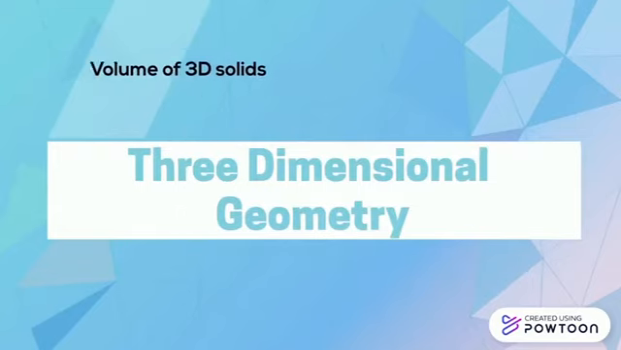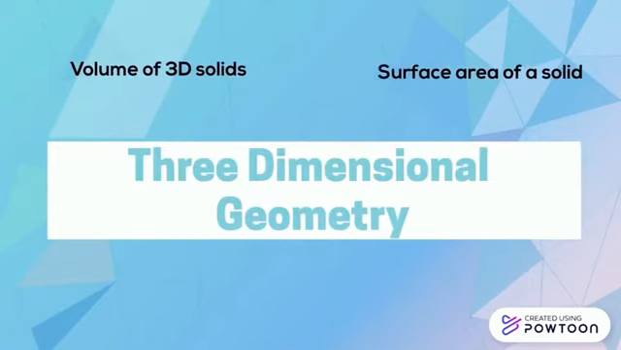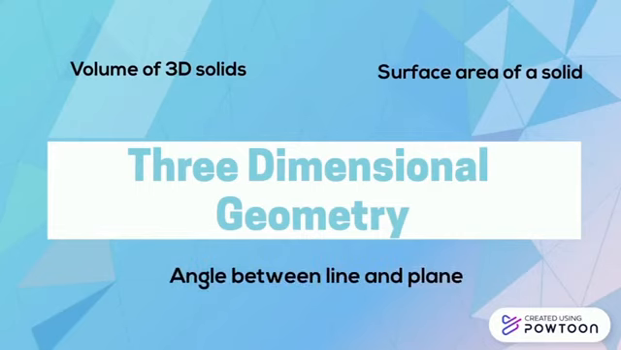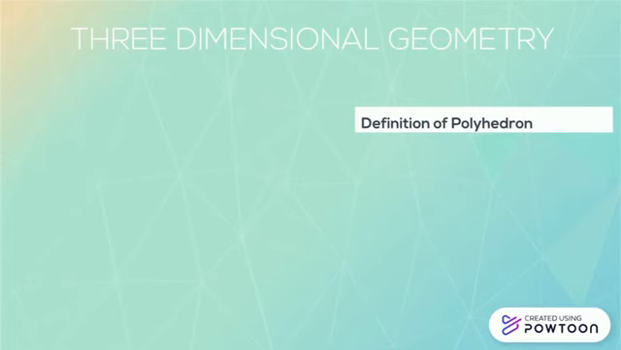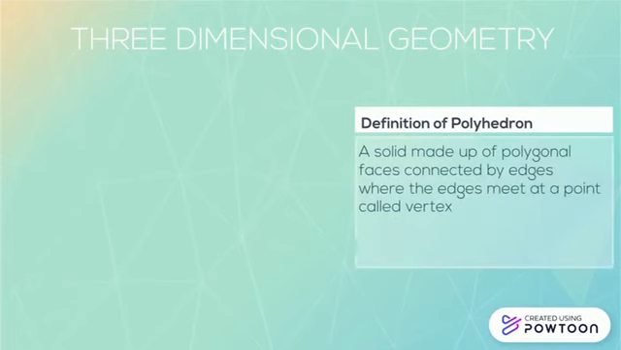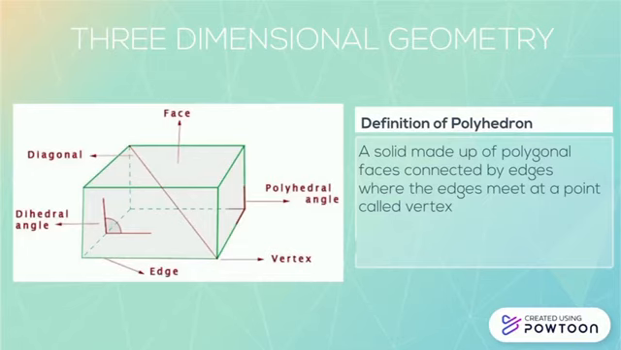Finally, we are at the last subtopic of the chapter, which is three-dimensional geometry. In this subtopic, we will be looking into volume of 3D solids, surface area of a solid, and angle between a line and a plane. Firstly, what is a polyhedron? A polyhedron is a solid made up of polygonal faces connected by edges, where the edges meet at a point called a vertex. Here you can see the diagram of a polyhedron, where you have the face, diagonal, dihedral angle, edge, vertex, and polyhedral angle.